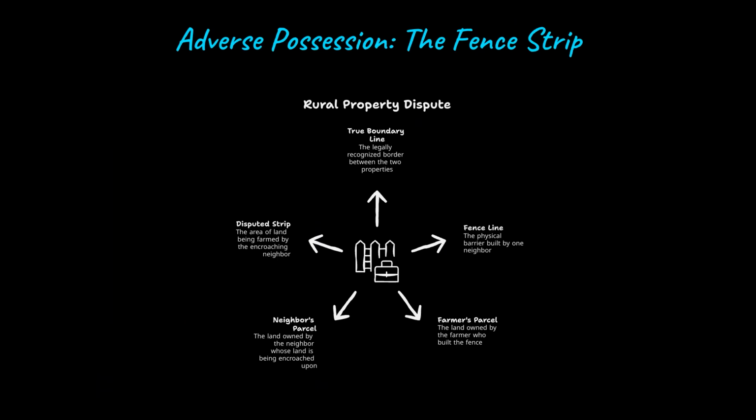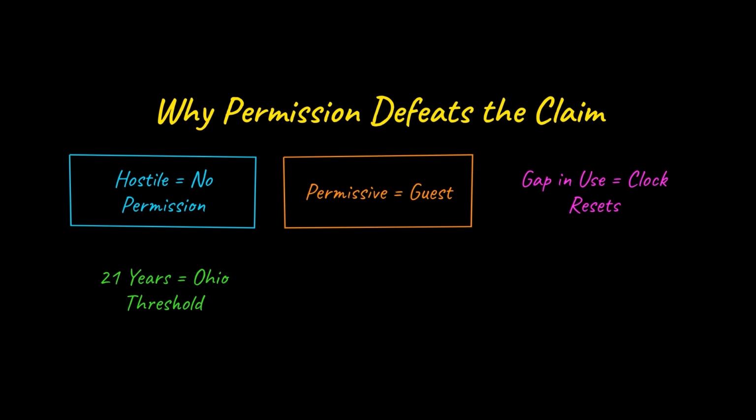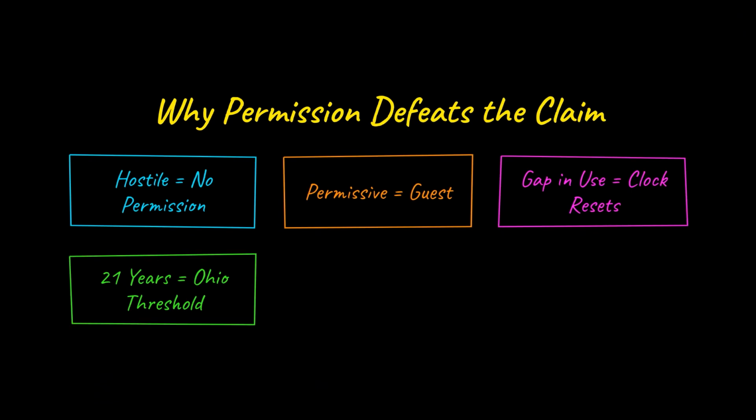After 21 continuous years in Ohio, that farmer can go to court and claim legal title to the strip. The most tested nuances are permission and continuity. A friendly arrangement, any permission from the owner, makes the use permissive rather than hostile, and the claim can never ripen no matter how many years pass. Similarly, a gap in possession breaks the chain and starts the count over from zero.